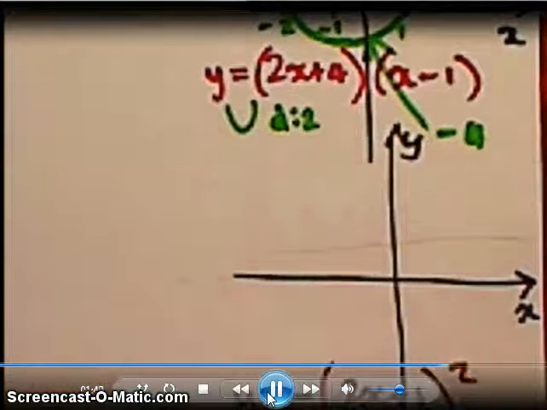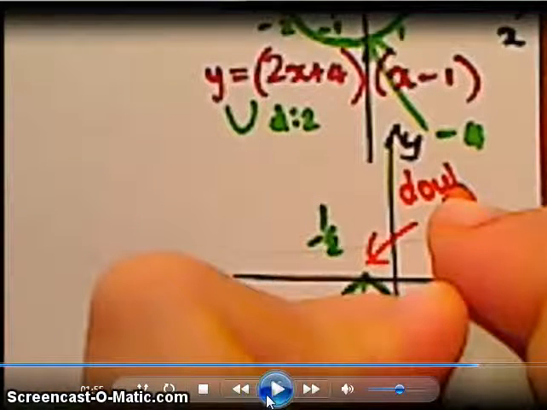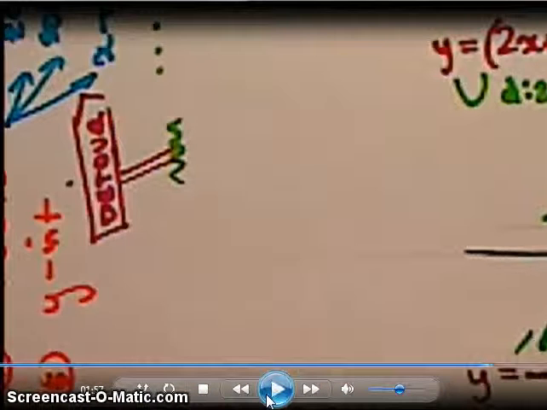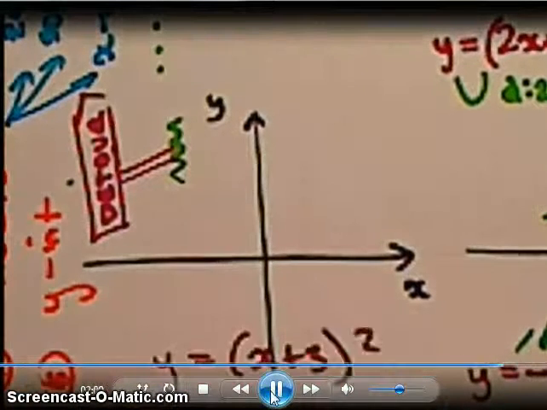Axes that are labelled. Here's an equation, 2x plus 1 all squared. It's actually got a minus at the front, so it's negative. I'll pause this one and I'll discuss it.